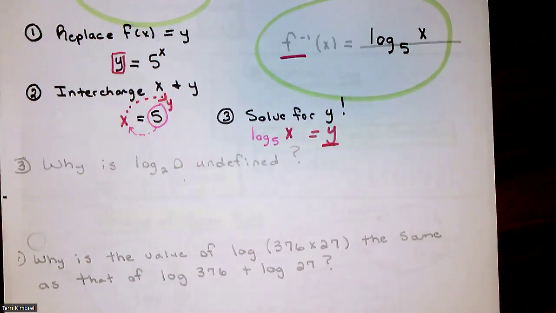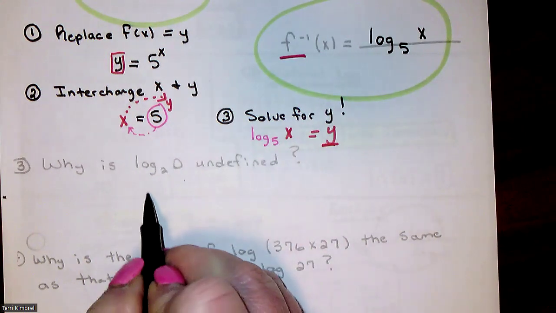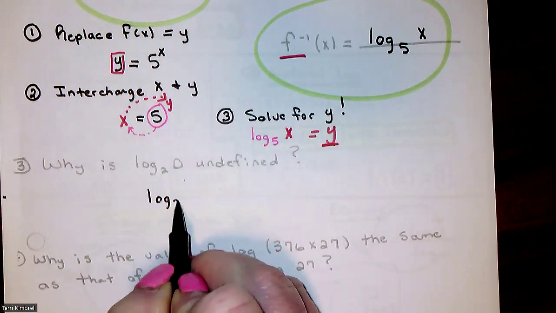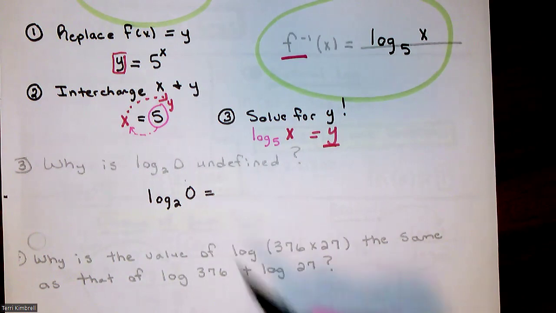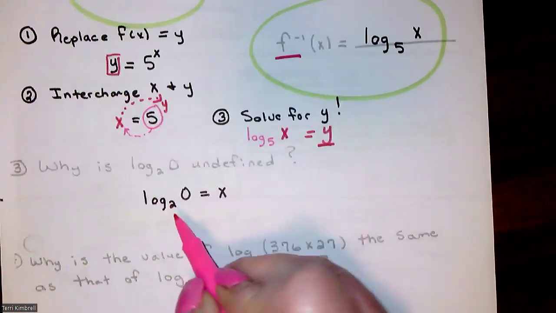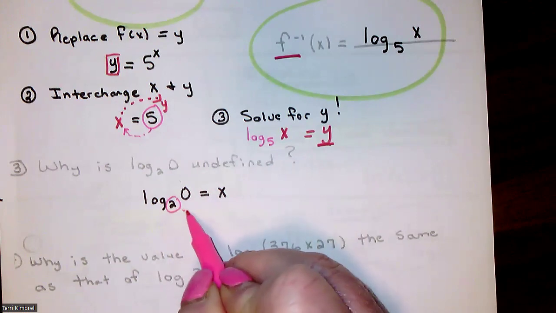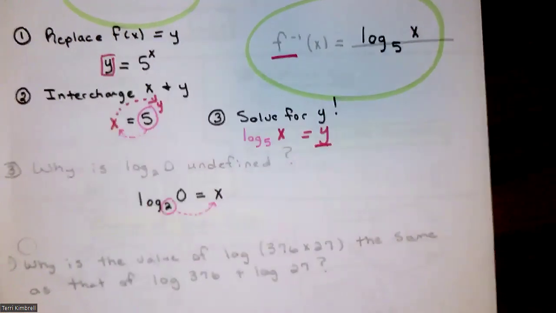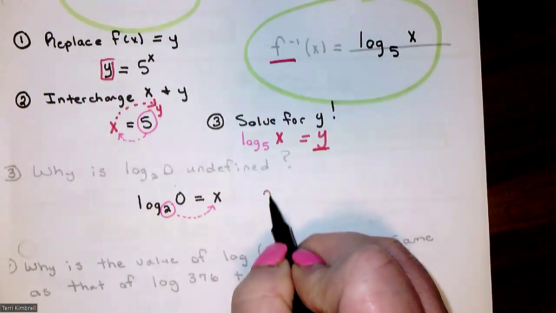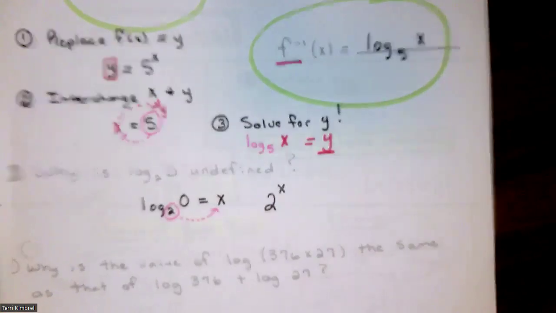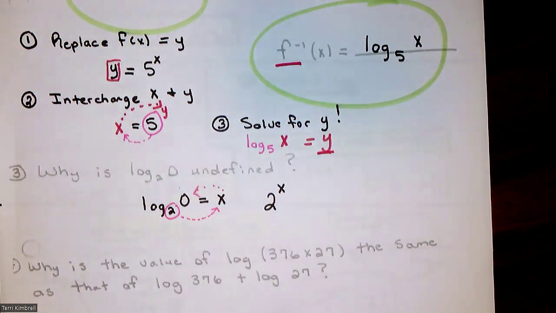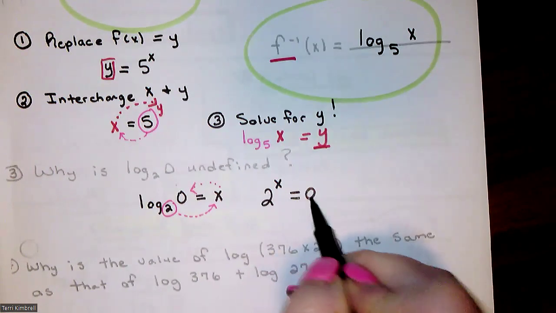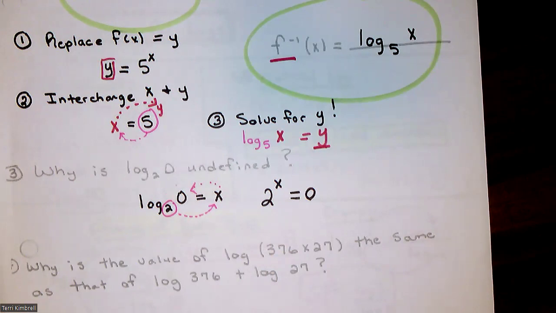Now, looking at y is log base 2 of 0, undefined. And I just spoke with you about that a moment ago in the graph. So if I take it back to an exponential, can I raise 2 to any power to get 0? And the answer is no.